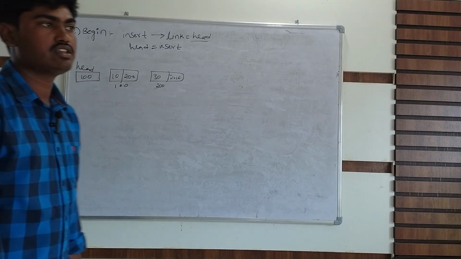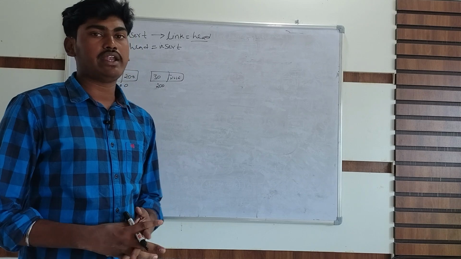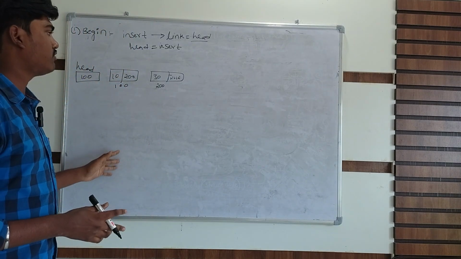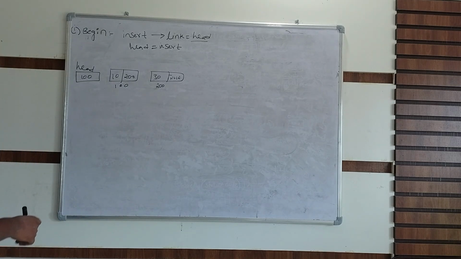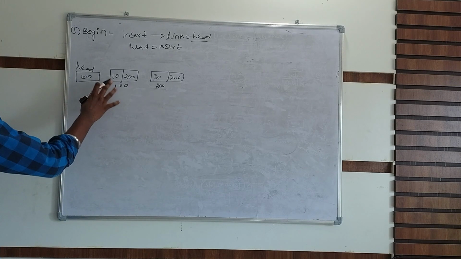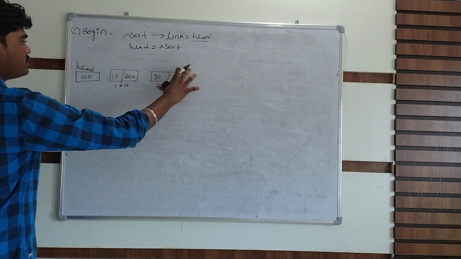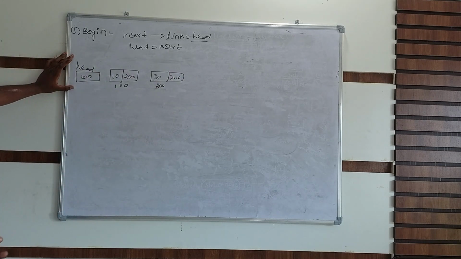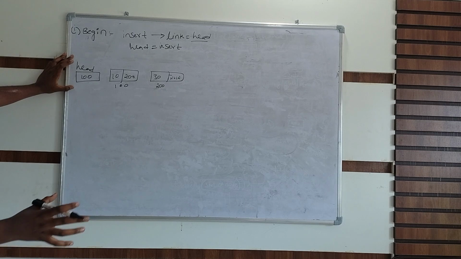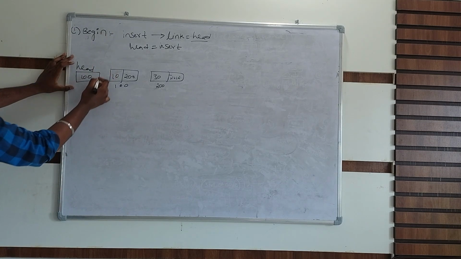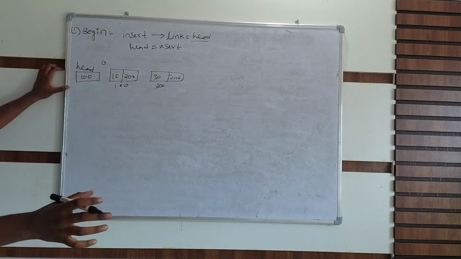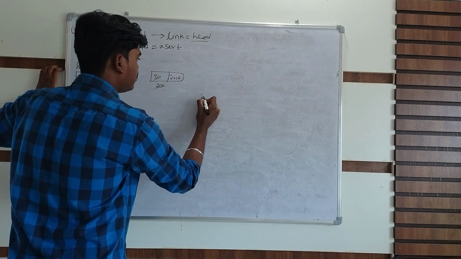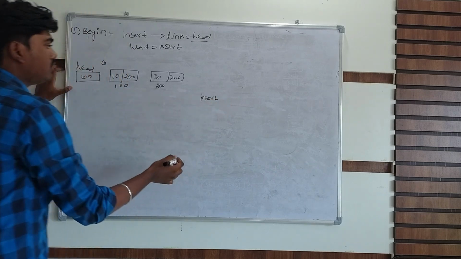Now we can see adding another node at the beginning. First we are inserting the node at the beginning position. Let us assume this is one node initially. Now our aim is to insert at the beginning. Beginning means this position, the first position. So we are creating another node called insert.